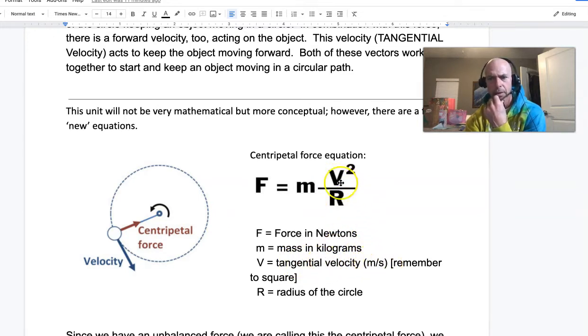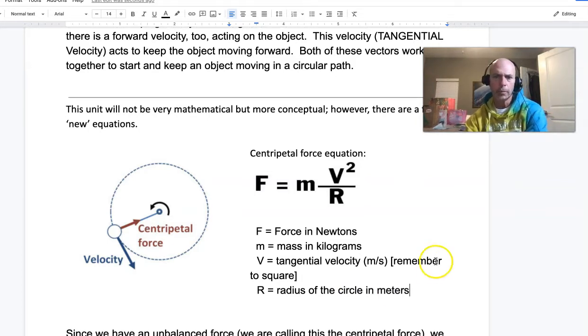It turns out, though, that velocity, that tangential velocity, we're going to measure that again in meters per second, but we have to square that in my equation. And then we divide that by the radius of the circle, and again, this is going to be in meters. That's our preferred unit there. So if the radius is small, then it's going to increase my force. See, it's in the denominator. If the radius is larger, it's going to make my force less.